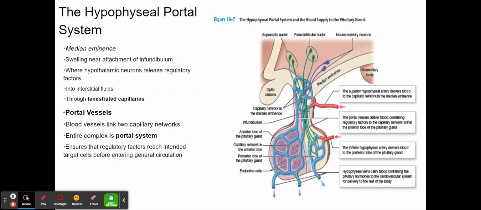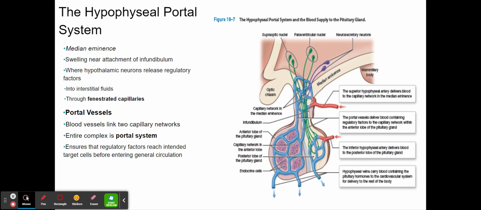The hypothalamus controls the production of hormones in the anterior lobe of the pituitary gland by secreting specific regulatory hormones. At the median eminence, a swelling near the attachment of the infundibulum, hypothalamic neurons release regulatory factors into the surrounding interstitial fluids. Their secretions enter the bloodstream quite easily because the endothelial cells lining the capillaries in this region are unusually permeable. These fenestrated capillaries, fenestrated meaning window, allow relatively large molecules to enter or leave the bloodstream.